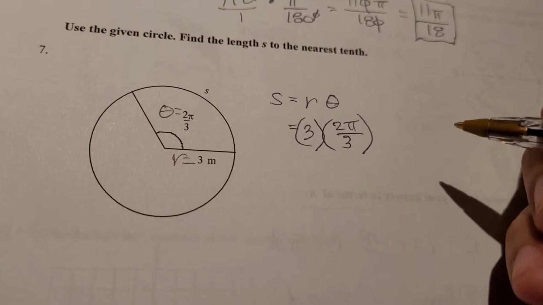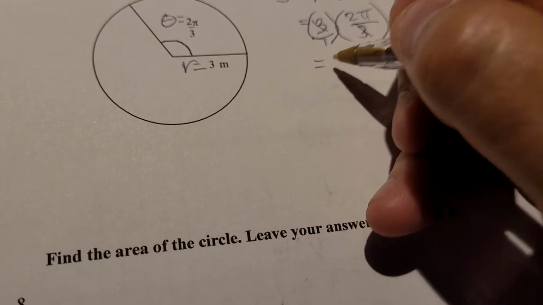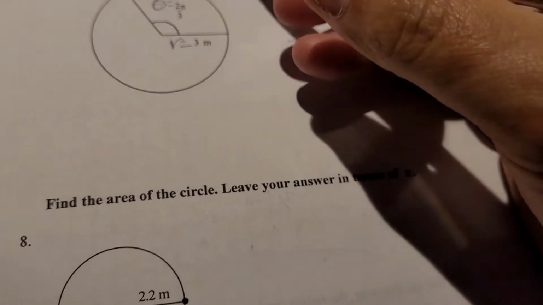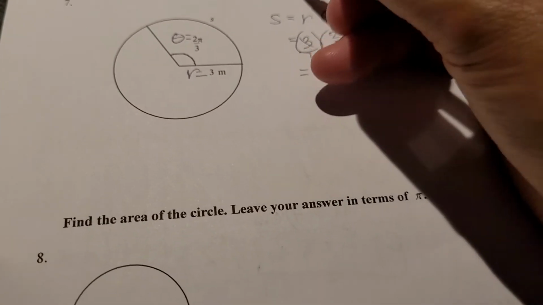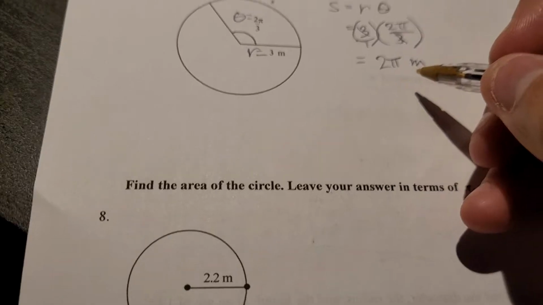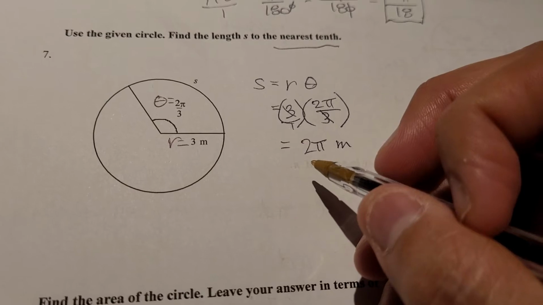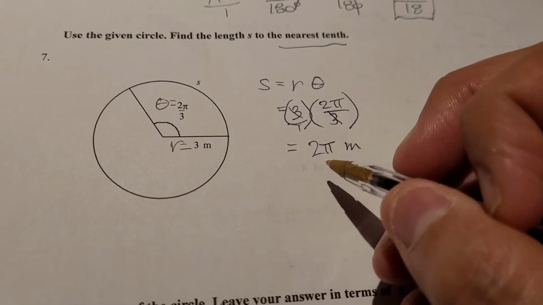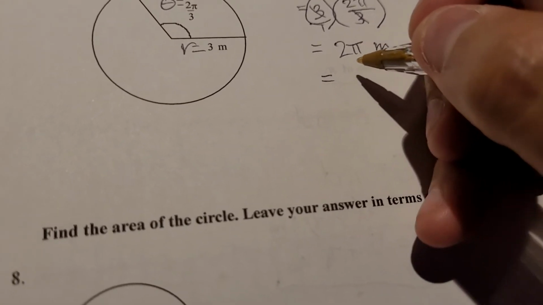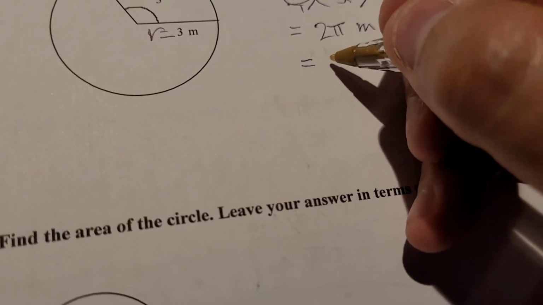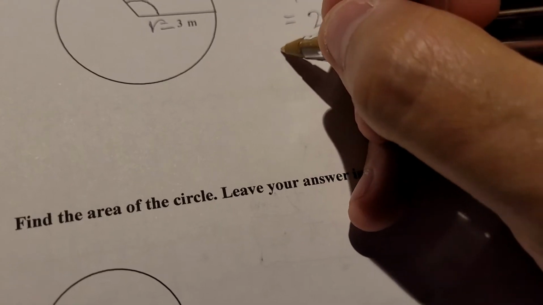Okay, so if I multiply this, I could put this over 1 if I wanted. But anyway, those 3's are going to cancel. This is just going to be 2 pi, and this is going to be meters. Now, they did say to the nearest tenth, so I'm not done right there. If they wanted the answer in terms of pi, I'm done right there. But you're going to actually have to put that in the calculator. Say 2 times pi. And if you did that, you end up with 6.28 and change. So I'm just going to say 6.3 meters.